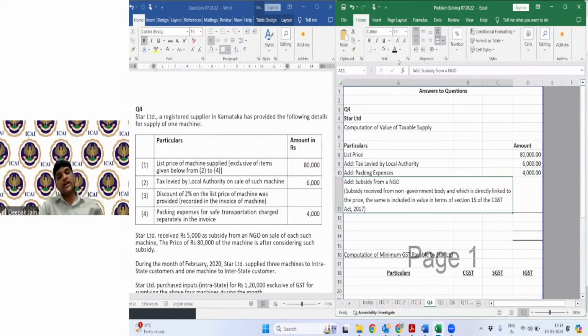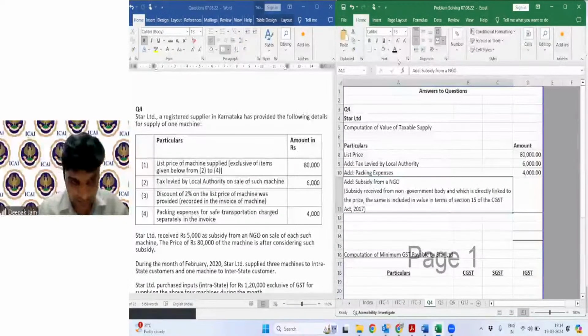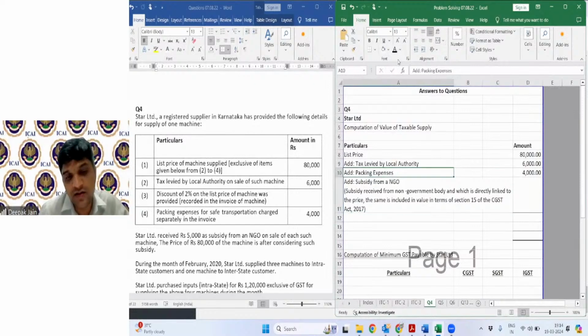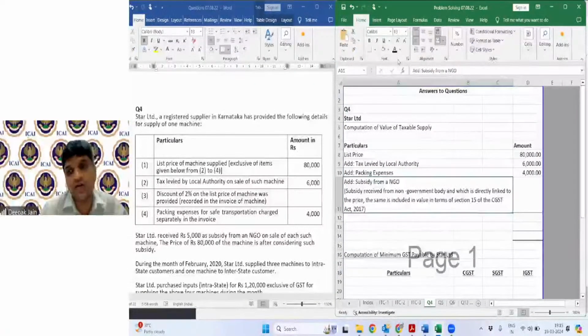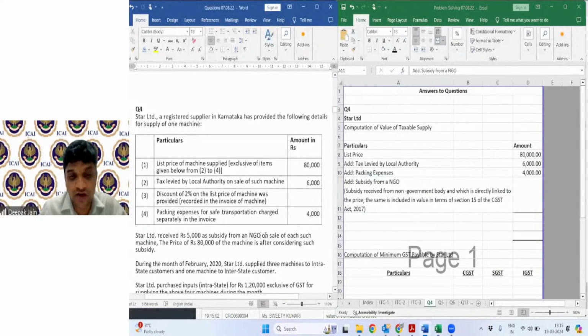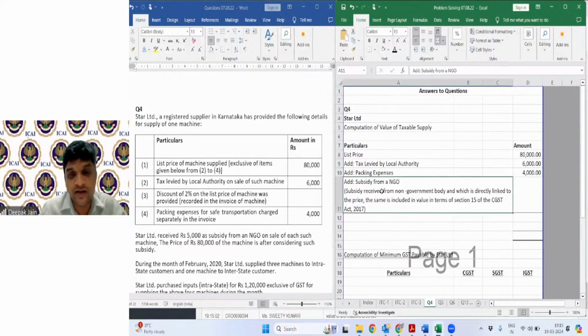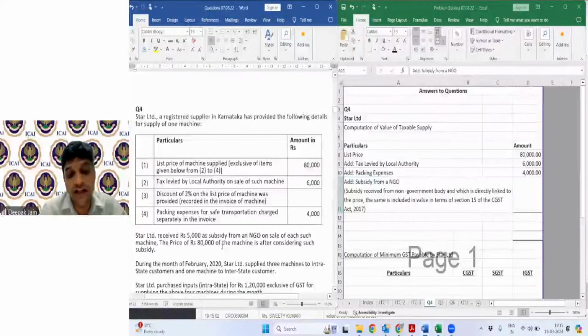Then should I add the subsidy? 5,000 rupees subsidy I am considering. Since I've received a subsidy, should I add it or no? The answer is yes. You have to add it because a subsidy received from a non-government body, which is directly linked to the price, is to be included. So the subsidy is coming from an NGO which is not a government entity, and I have to add it because the price of 80,000 is after considering the subsidy.